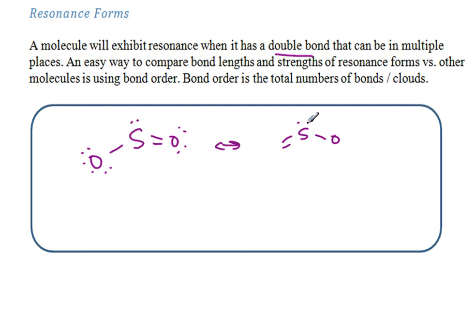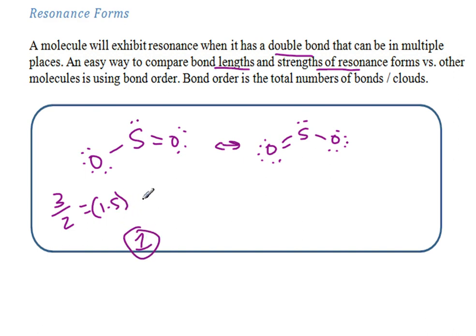Now, if you're comparing something that has a resonance structure versus something that doesn't, it's hard to figure out strengths or bond lengths. The easiest thing to do is use bond order. For example, for this one, there's a total of 1, 2, 3 bonds in 2 clouds. So overall, the bond order of this is going to be 1.5. So it's in between a single bond, which has a bond order of 1, and a double bond, which has a bond order of 2.